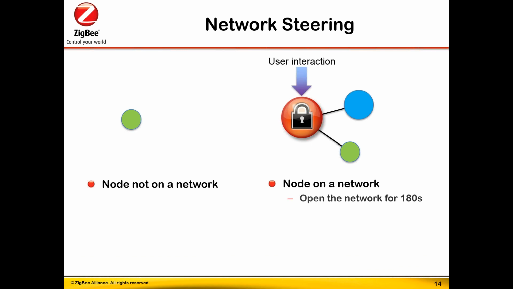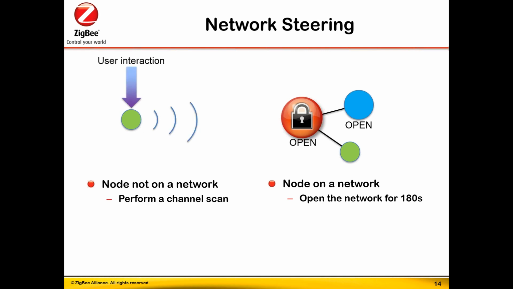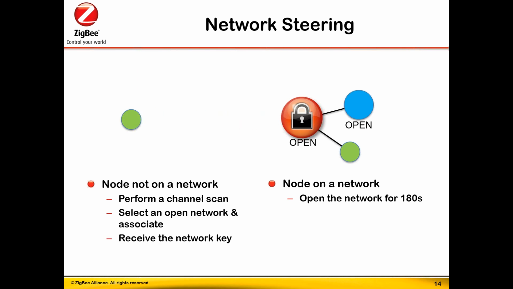So if you go to the next step, the first thing we do is we provide some sort of user interaction on the trust center. And this is to make things very, very simple for the consumer. What that does is it opens the network up for a short period of time, in this case 180 seconds. And then the next step is that we provide a similar sort of interaction on the node that wishes to join the network.